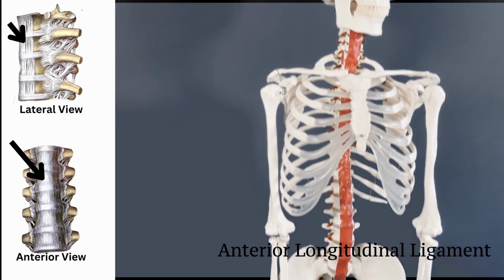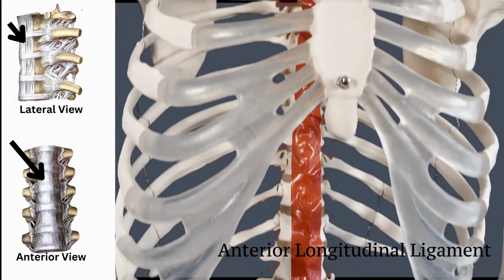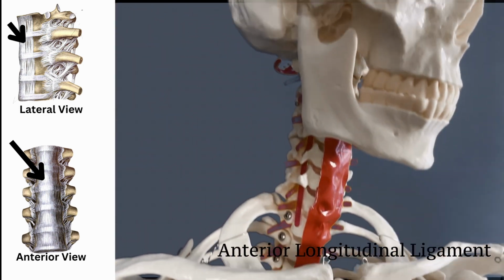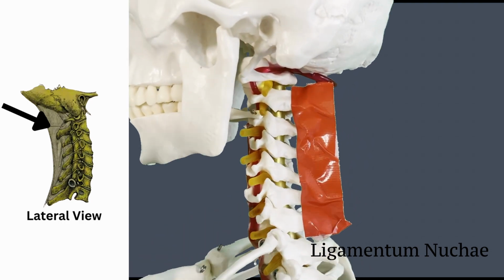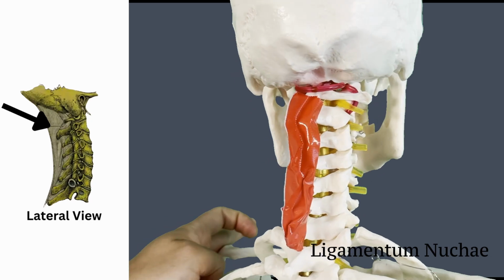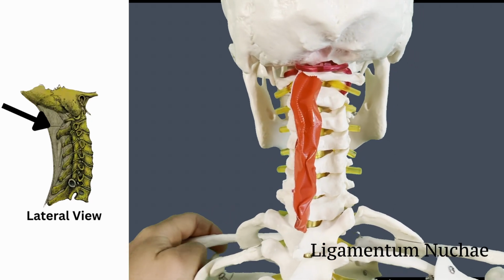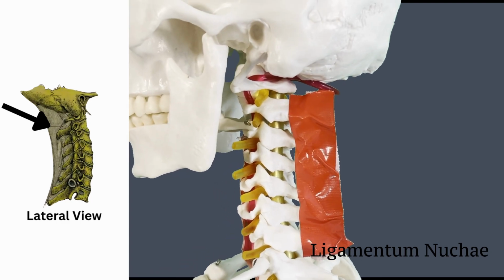Here we have the anterior longitudinal ligament. It's running on the anterior surface of the vertebral bodies all the way up the spinal column. Here we have the ligamentum nuchae running on the spinous processes in the cervical spine and extending posteriorly. And this takes the place of the supraspinous ligament, so that there's no supraspinous ligament on the cervical spine.